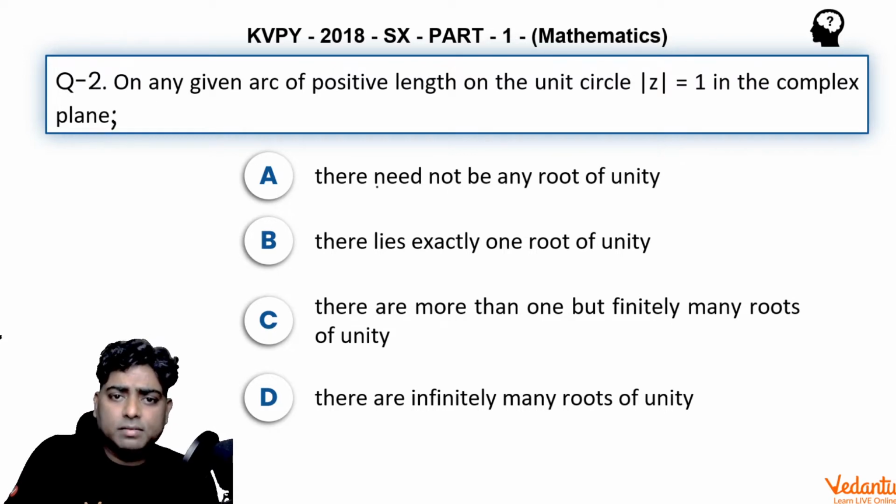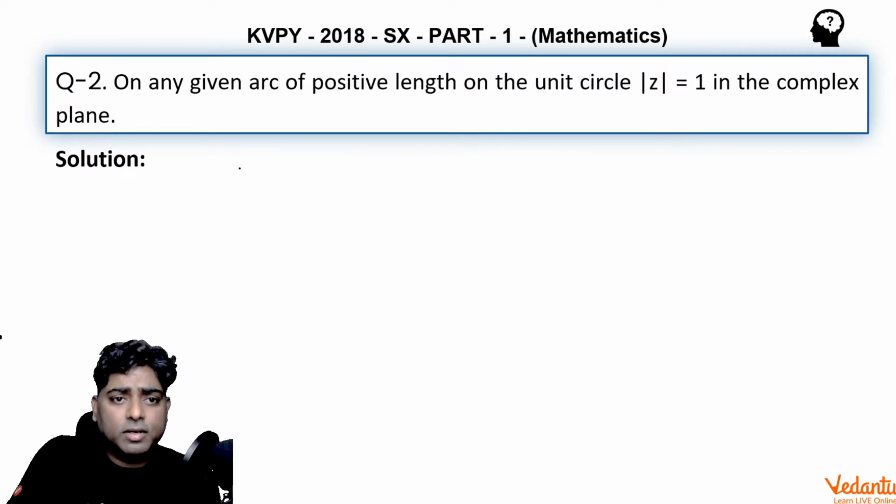Now four options are given. A: there need not be any root of unity. B: there lies exactly one root of unity. C: there are more than one but finitely many roots of unity. Option D: there are infinitely many roots of unity. Now what are roots of unity? Let's see how we can find the correct option.